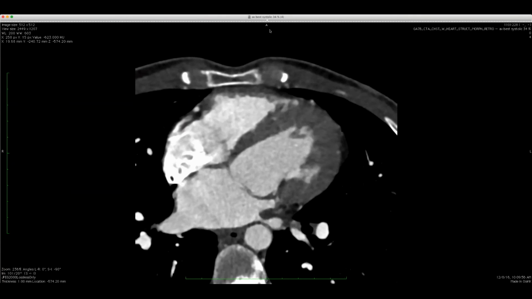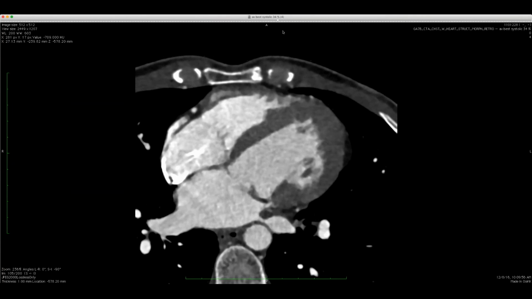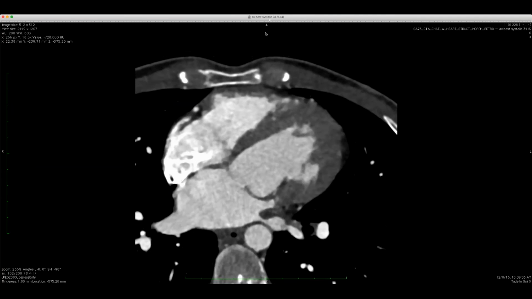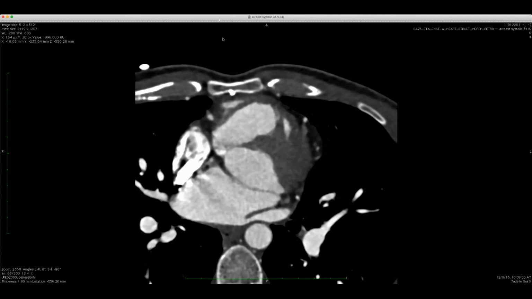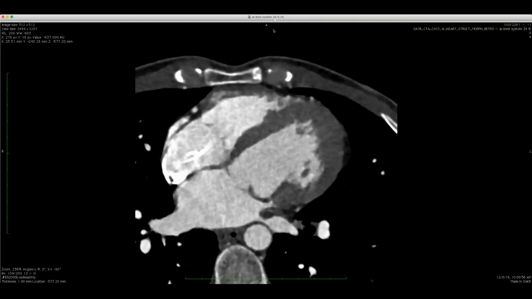So again, no pulmonary vein ablation in this patient. There's just a congenital set of pulmonary vein stenoses here in Williams syndrome.